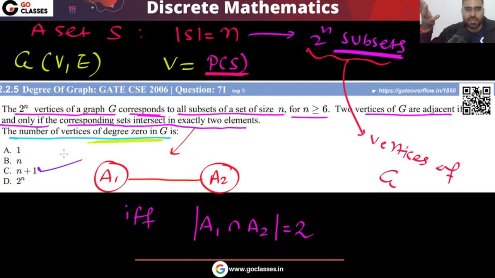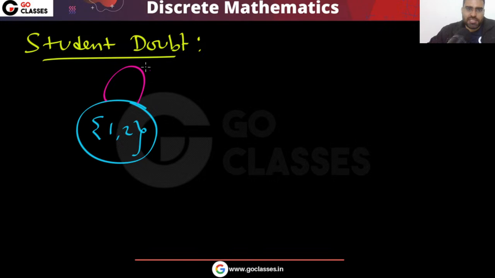In the GATE exam, sometimes if some information is not given and you are confused, it is also possible that in the question, it does not matter. See, if you read this question, there is no such information. The question is simply saying that there are 2 power n vertices and two vertices are adjacent. If this happens, yes, there will be self loop.